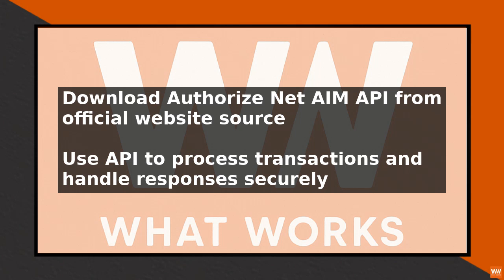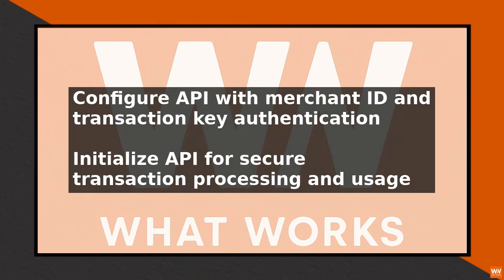Once the API is configured, you can start processing transactions. To do this, create a new transaction object and set the required fields, such as the payment amount, card number, and expiration date. Then, use the API to send the transaction to Authorize.Net for processing. The API will handle the request and return a response, which will indicate whether the transaction was approved or declined.